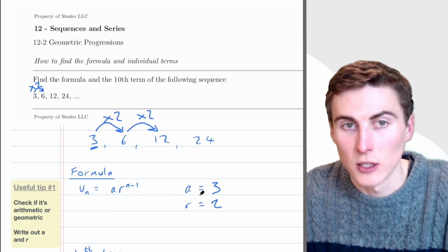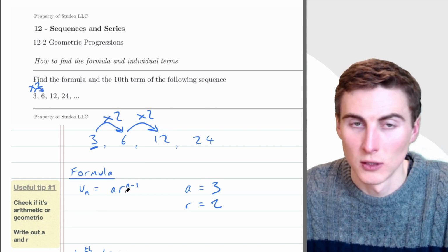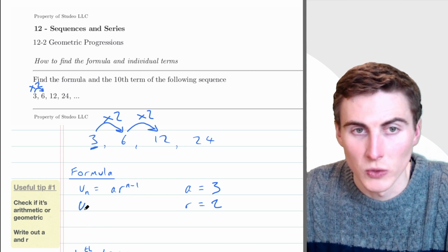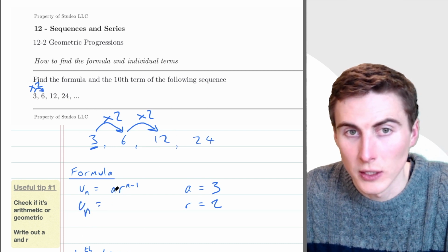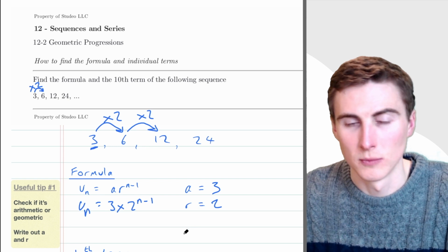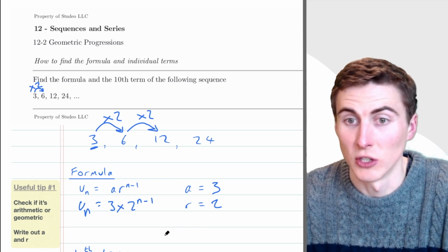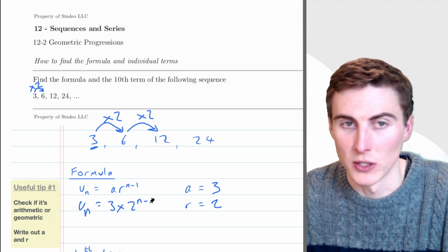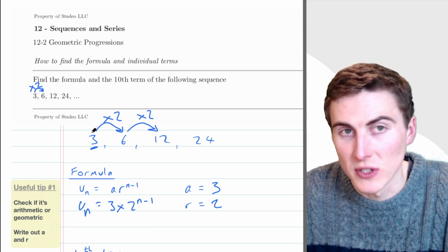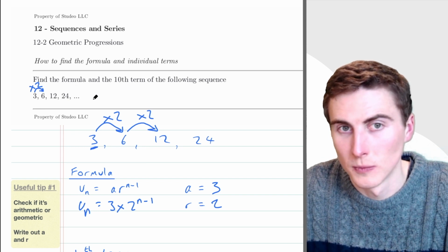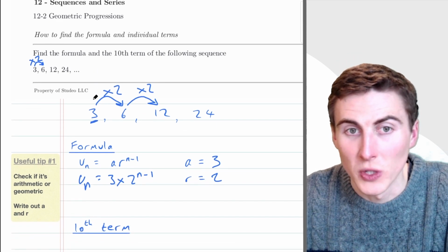But once you know a and r, you can plug these into the formula to find what your formula for this particular sequence is. So in our case, we'd say u_n equals a, which is 3, times r, which is 2, to the power of n minus 1. And that's it. We literally can't simplify that anymore. It's 3 times 2 to the power of n minus 1. That is the formula that represents this sequence. So we've done the first part of the question. Then for the second part, we need to find the 10th term.